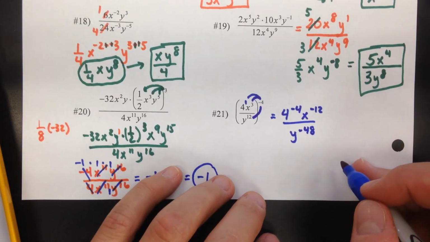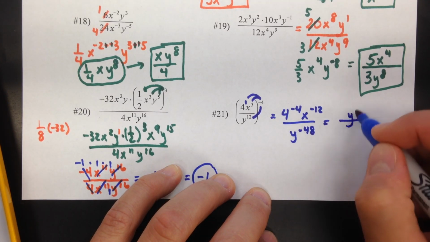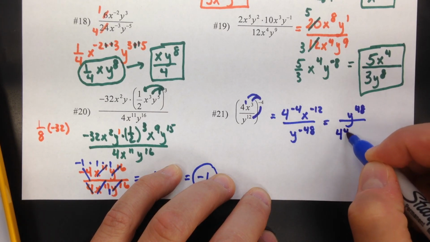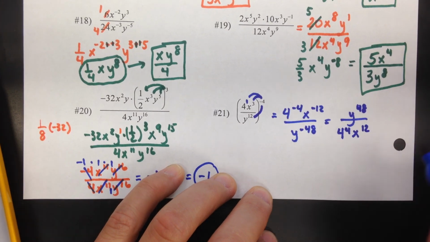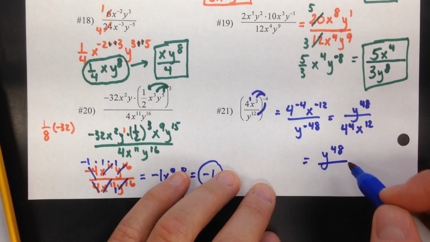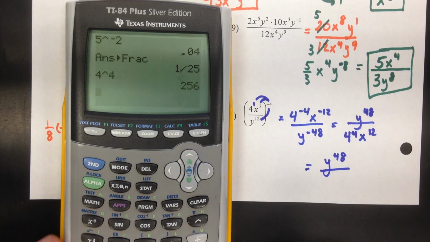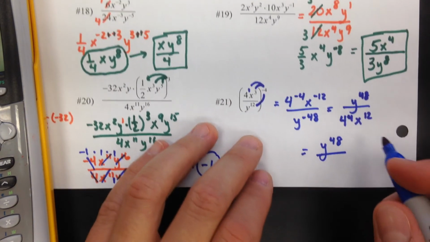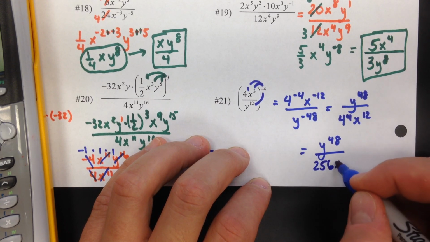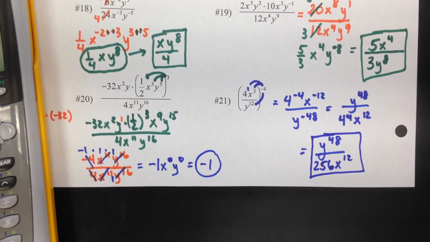Now we're not going to leave it like that. On top, y to the negative 48 comes on top. It becomes y to the positive 48. 4 to the negative 4 is going to go down. That's 4 to the 4th, x to the 12th. And the last thing we'll do here, y to the 48th, 4 raised to the 4th. 4 times 4 times 4 times 4 is 256. So that's 256. And let's see, x to the 12th. And that's a good answer. That's all we can do. And that is the end of your notes.